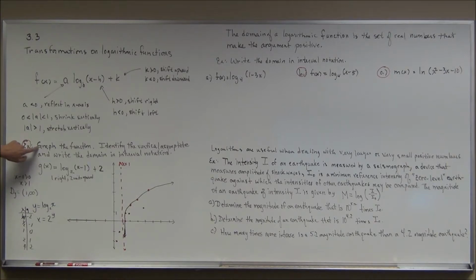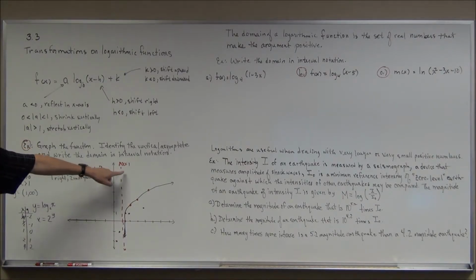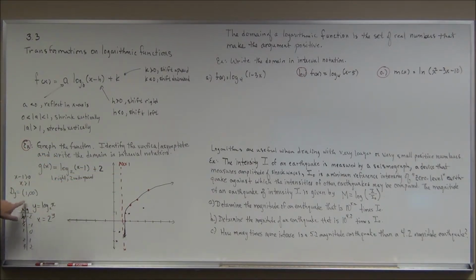Let's see, did we answer it? We graphed it, we identified the vertical asymptote, and we've written the domain in interval notation. So this one's covered. This is just like what you might expect to see on your semester exam.